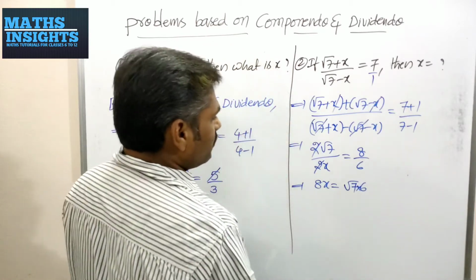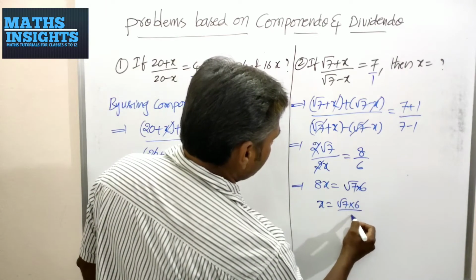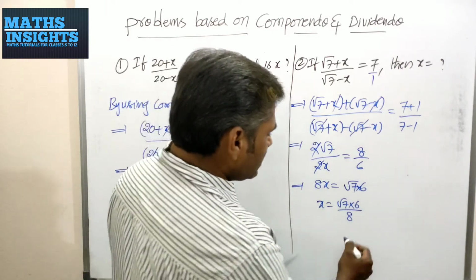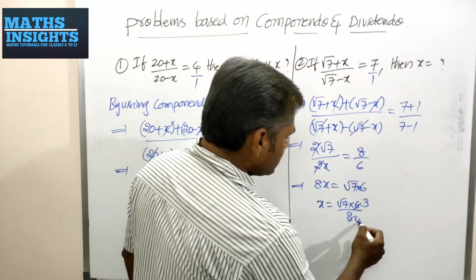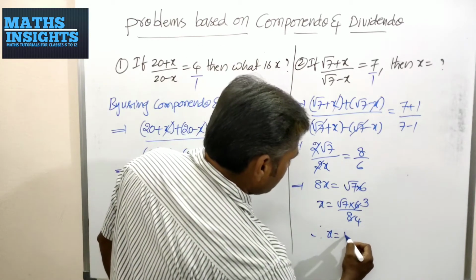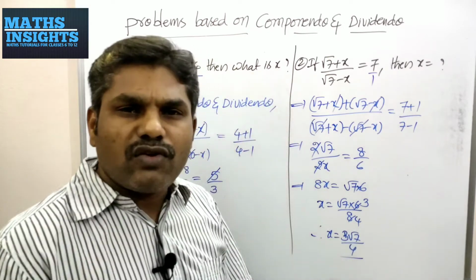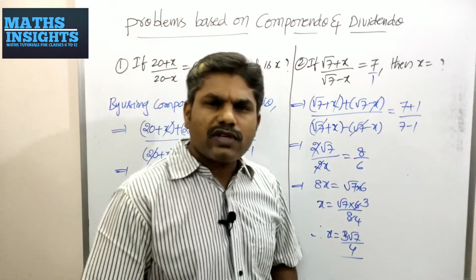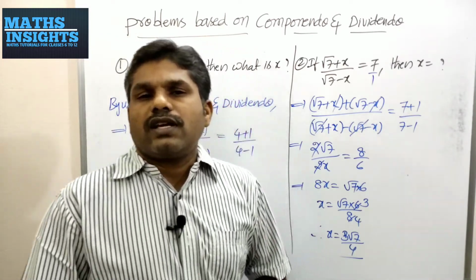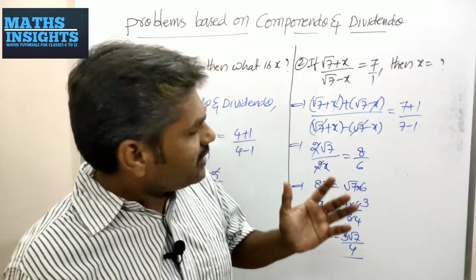Okay, therefore x is equals to root 7 into 6 by 8. If you cancel with the 2 3s are, this is 2 4s are, therefore x is 3 root 7 by 4. This is the value of x. These type of problems are frequently asked in the different competitive exams. That's why I am taking these examples.